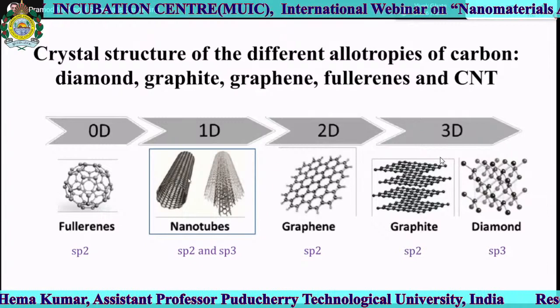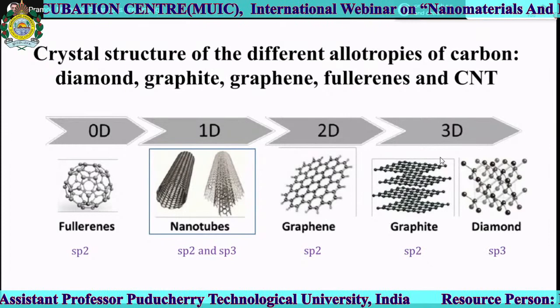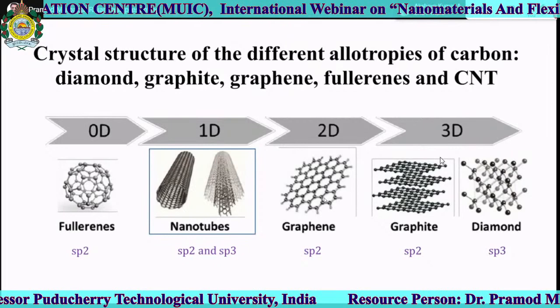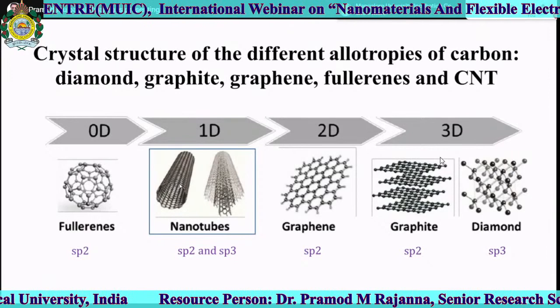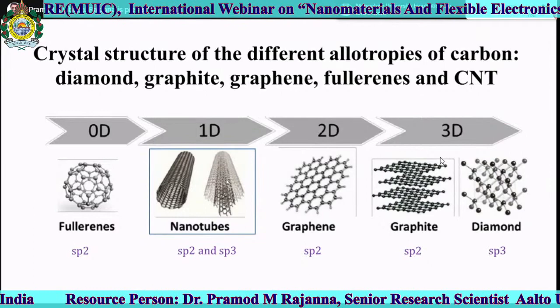These are one-dimensional structures which can be single walled, double walled, or multi walled. Single walled means you have a single cylinder. Simply imagine you have a sheet of graphene and you roll it in a specific direction. Depending on the angle that you roll, you can have single walled, double walled, or multi walled. In the adjacent picture, what you see is a multi walled carbon nanotube.